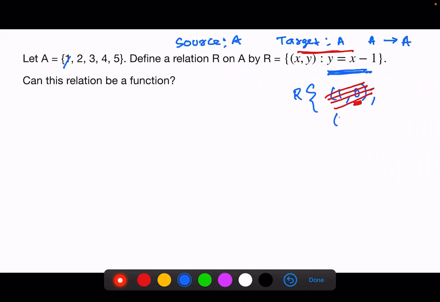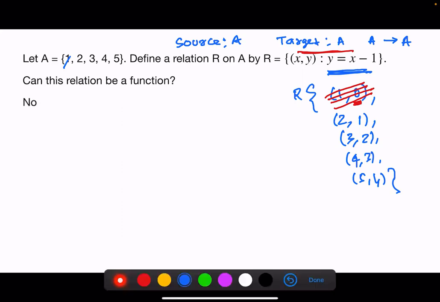I'll move to 2, and then I have 2 minus 1, 1. And then I move to 3. 3 minus 1 is 2. 4, 3. And 5, 4. I have a relation. So there is no problem with the relation. But the problem is, can this relation be a function?